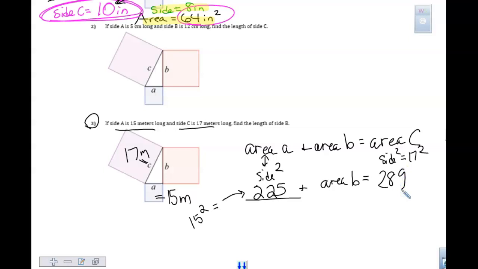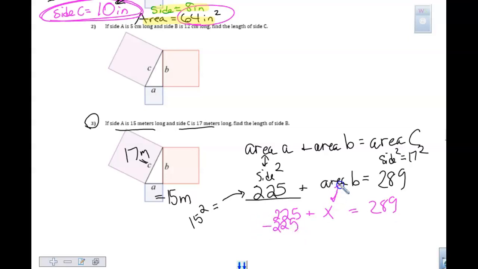So I don't know if you remember last year when you solved some equations, but if I had something like this, 225 plus an unknown equals 289, what do I do to get x by itself? How do I get the x? I would subtract what? X or 225? I'm going to subtract the 225. Okay, so I have minus 225.